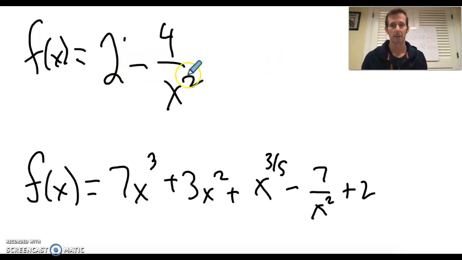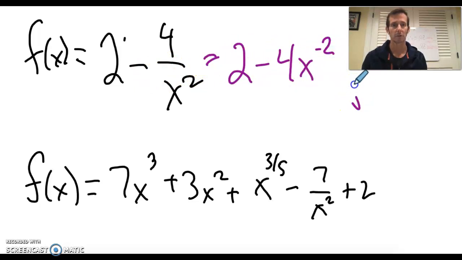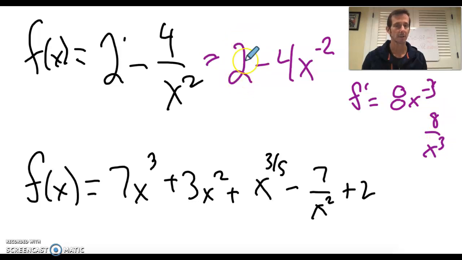Pause it and try them. The first thing I would do on this is rewrite it as negative 4x to the negative 2, so that the derivative would be, and here's the catch, 8x to the negative 3, or 8 over x cubed. This might have tripped you up, but that's a constant. The derivative of 2 is just 0, so I don't need to write anything. That drops in front, becomes a positive, reduced by 1 underneath.